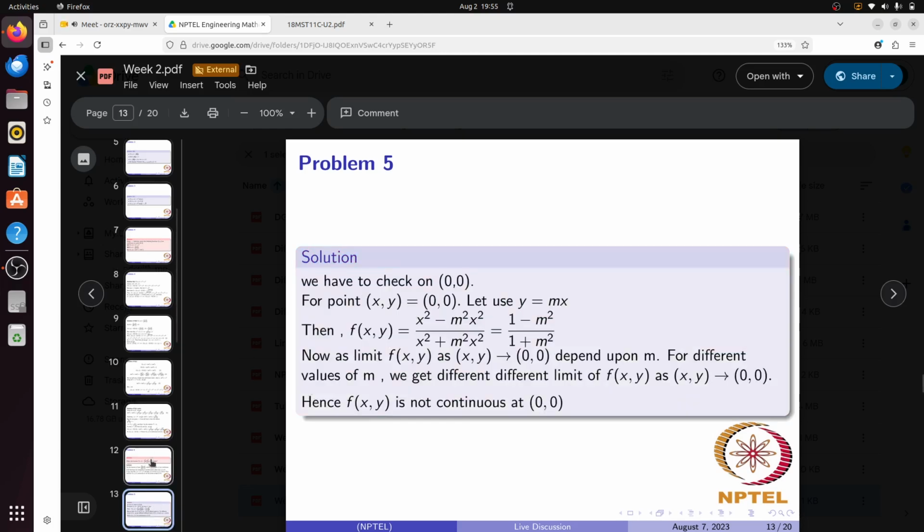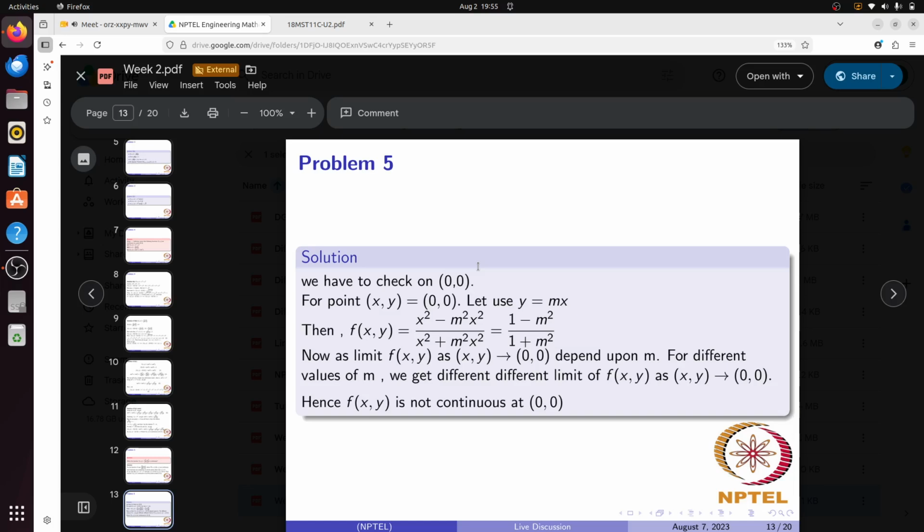So now we need to check on (0, 0). For the point (x, y) equal to (0, 0), for the rest of the points we have proved that this function is continuous. Now we have to show that at (0, 0) the function is not continuous.